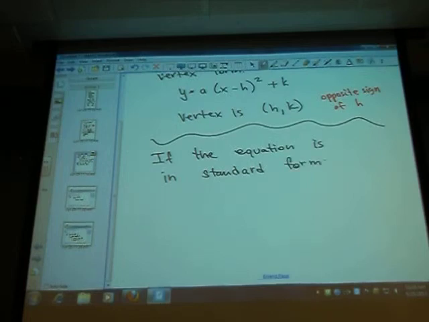Is that problem 10? Yeah. Okay, so standard form is ax squared plus bx plus c. a is the number in front of x squared, b is the number in front of x.